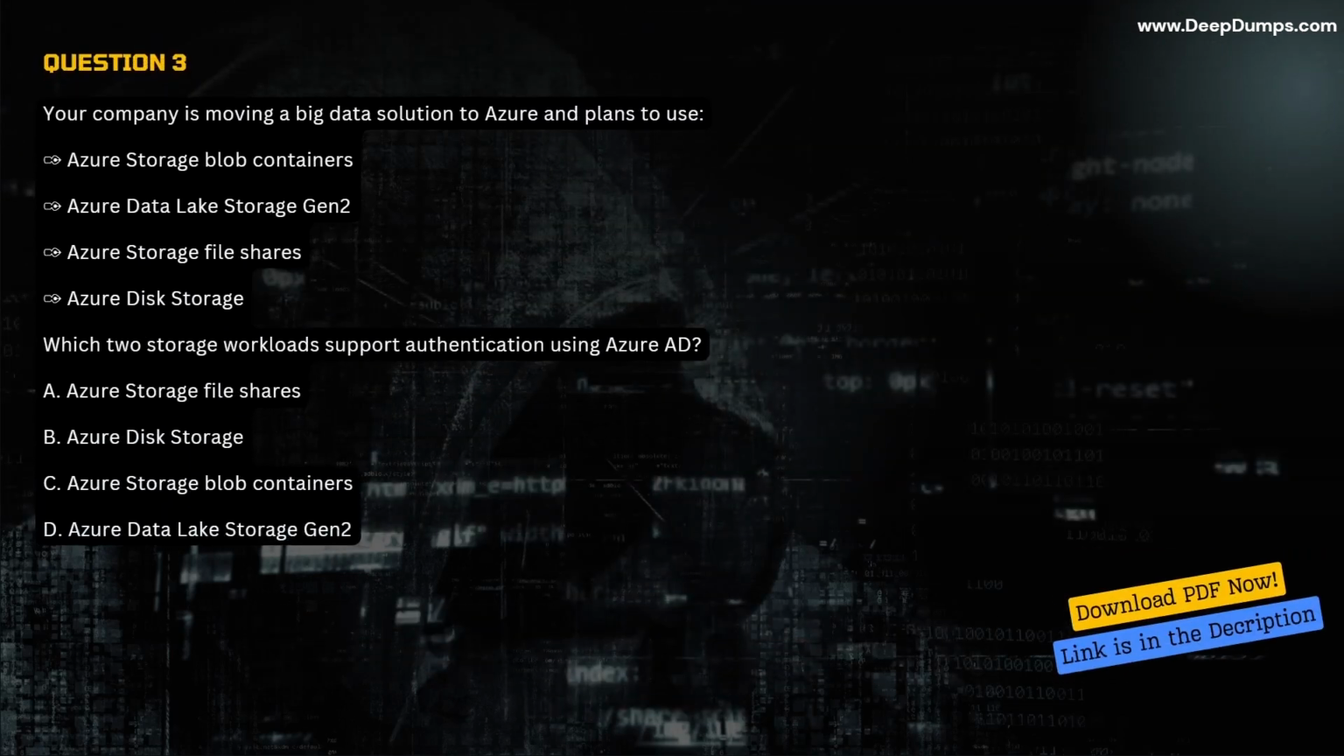Question 3. Your company is moving a big data solution to Azure and plans to use Azure Storage Blob Containers, Azure Data Lake Storage Gen 2, Azure Storage File Shares, Azure Disk Storage. Which two storage workloads support authentication using Azure AD? A. Azure Storage File Shares. B. Azure Disk Storage. C. Azure Storage Blob Containers. D. Azure Data Lake Storage Gen 2.